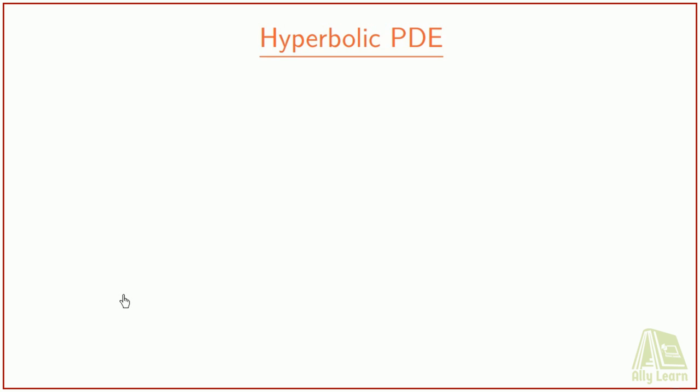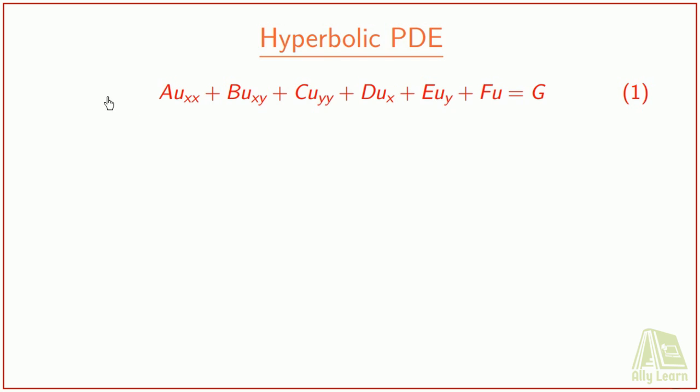Hyperbolic PDE. First of all friends, recall what a hyperbolic PDE is: an expression of this form, with an additional condition that b square minus 4ac is positive. So this expression along with this condition forms our hyperbolic PDE. Now let's begin our steps of converting this hyperbolic PDE into its canonical form.